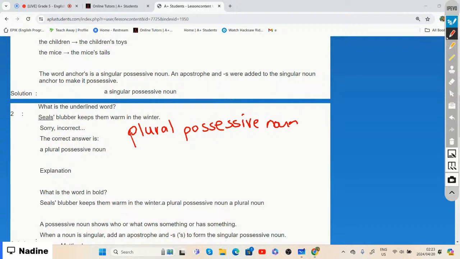So great job. Well done. It's a plural possessive noun. And as you've seen, seals refers to more than one seal. So that's a plural possessive noun. So well done. All right. So now we're going on to the next one.